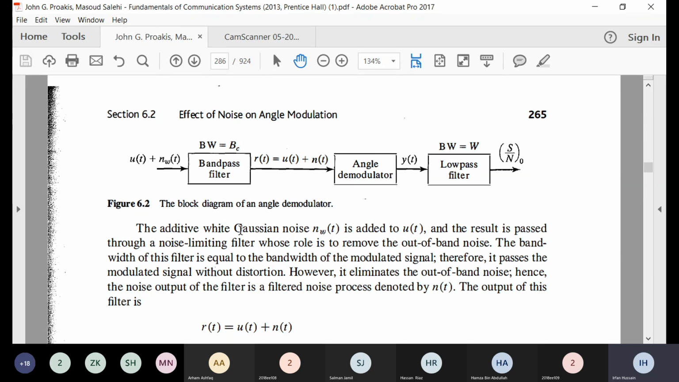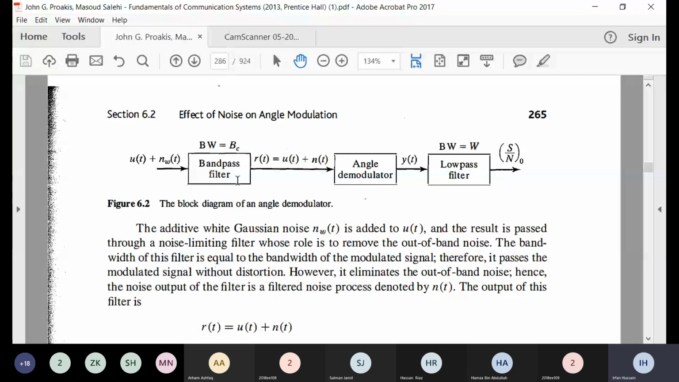So the additive white Gaussian noise is added to u(t). The result is passed to a noise limiting filter whose role is to remove the out of band noise. So we know that noise N0/2 extends for all the frequencies. So when the noise is added to the incoming modulated FM or PM signal, you will have the signal plus this noise, which extends through all the frequencies, white noise.